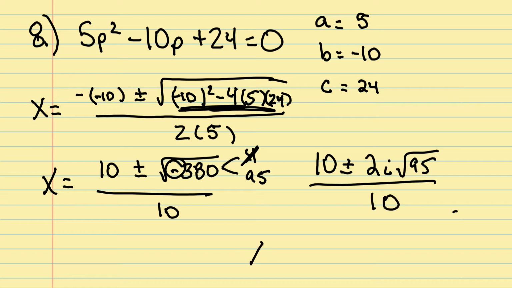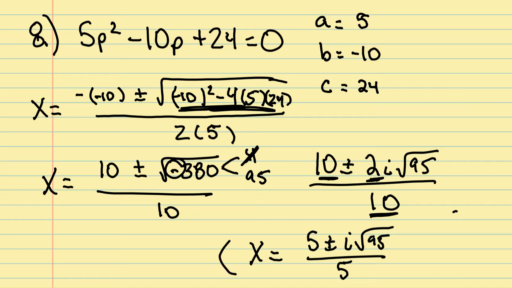Lastly, I got to check and see if anything can be divided. 10 can be divided by 10, but 2 cannot. So if both of them can't divide by 10, I can't divide by 10. So then I have to look at all three numbers, 10, 10, and 2. They all are divisible by 2, so I can divide all three of them by 2 to end up with 5 plus or minus I radical 95 all over 5. That's your best answer. All right, that's it for 8.